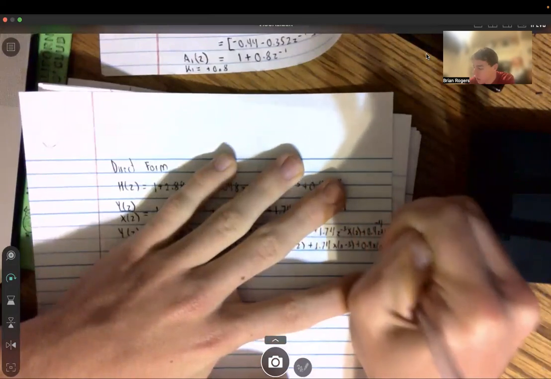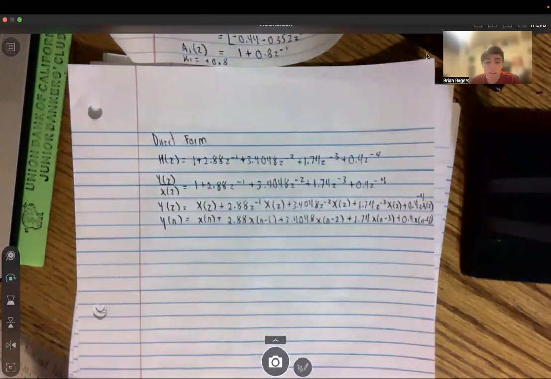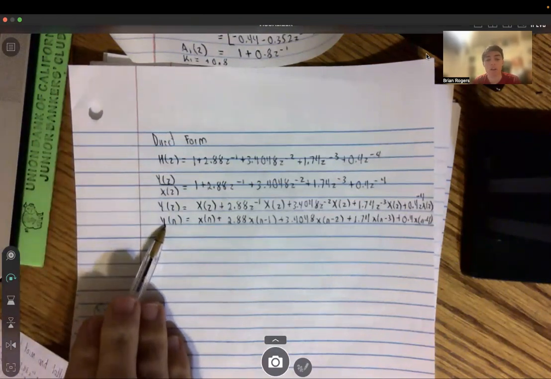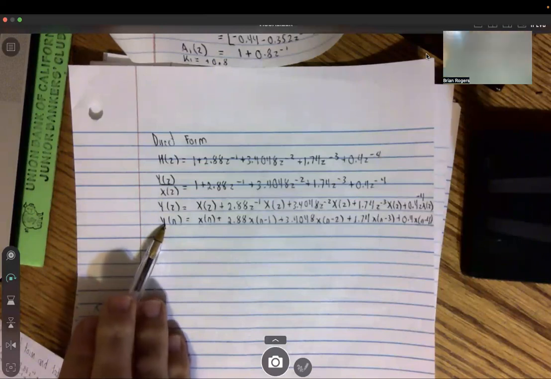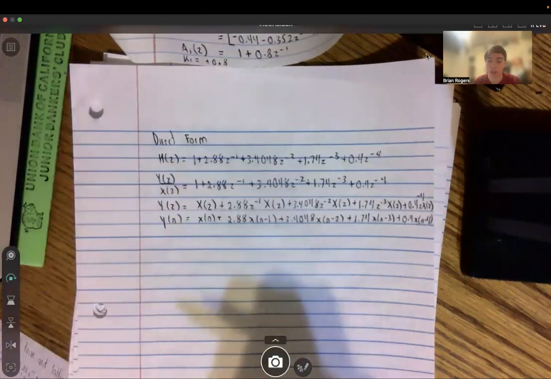And that's just taking the inverse Z transform here. Now that we have this, we're going to be able to determine the direct form. Notice that y of n is not recursive in this case. So since y of n is not recursive, we're going to go with direct form 2 structure.